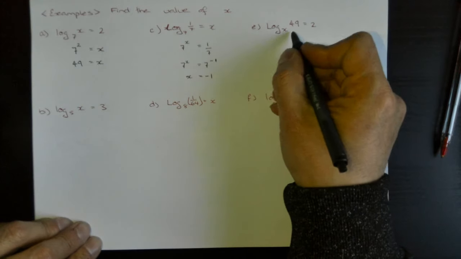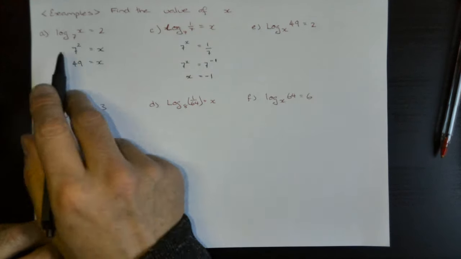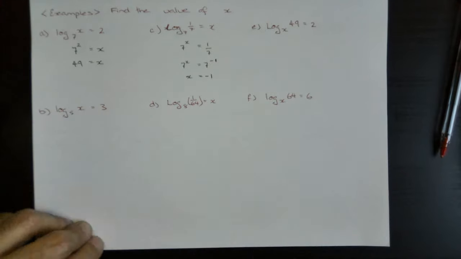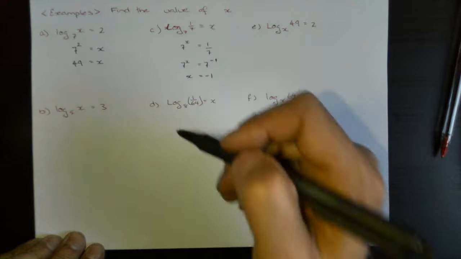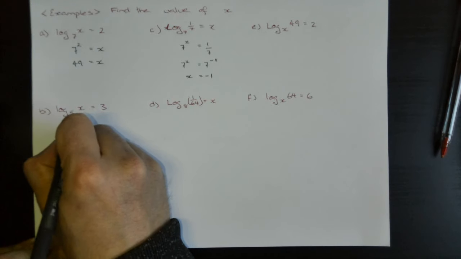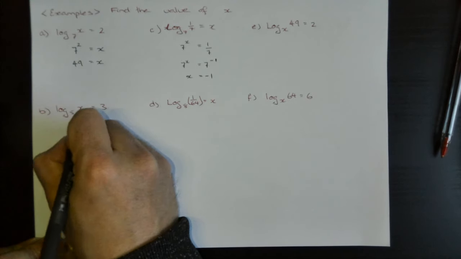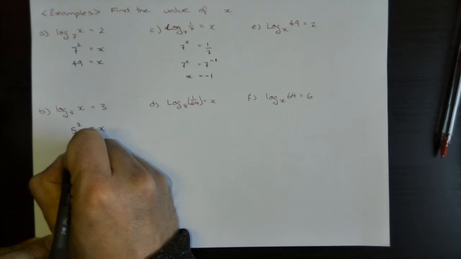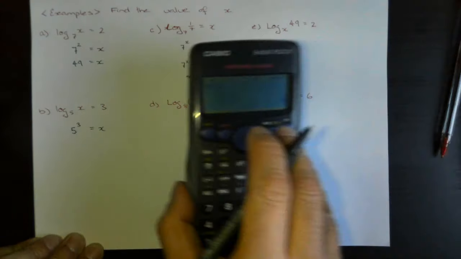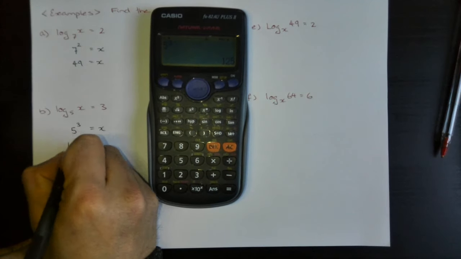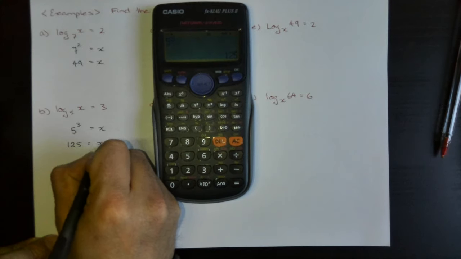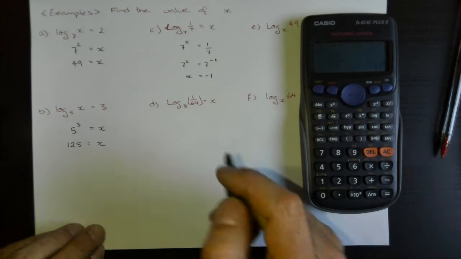Okay. I've gone A, C, E. Let me do B. So remember that this is 5 to the power of 3 is equal to x. So x, 5 to the power of 3, 5 cubed is 125. So x equals 125.